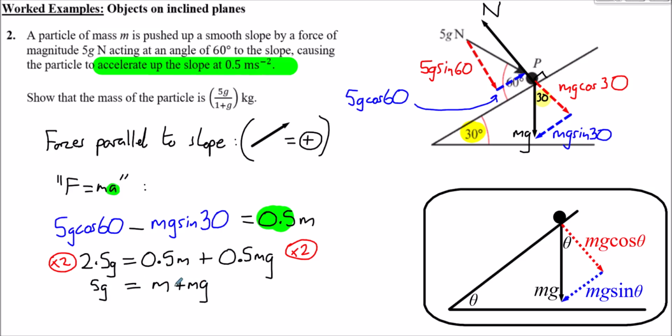We can now factorise out of this m, so 5g equals m, brackets 1 plus g. Therefore, if we divide both sides of this relation by 1 plus g, we can isolate to find what the mass is. So therefore, the mass is going to be 5g divided by 1 plus g, which is what we wanted to show all along.